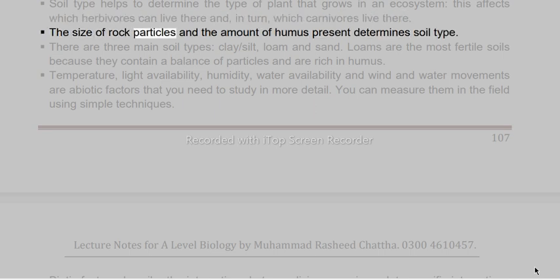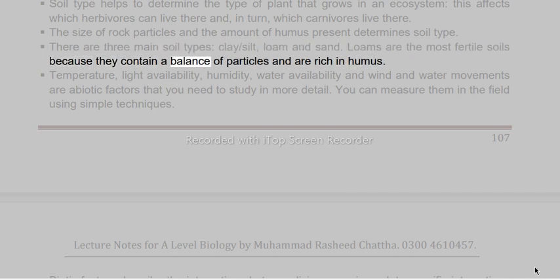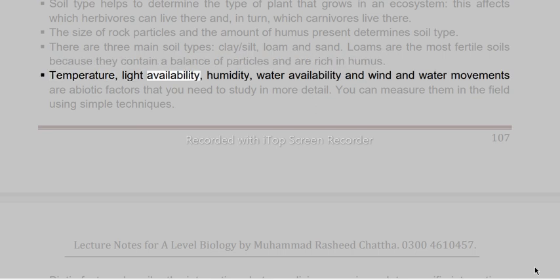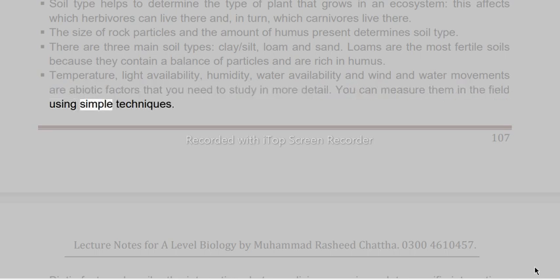The size of rock particles and the amount of humus present determines soil type. There are three main soil types: clay, silt, loam, and sand. Loams are the most fertile soils because they contain a balance of particles and are rich in humus. Temperature, light availability, humidity, water availability, and wind and water movement are abiotic factors that you need to study in more detail. You can measure them in the field using simple techniques.